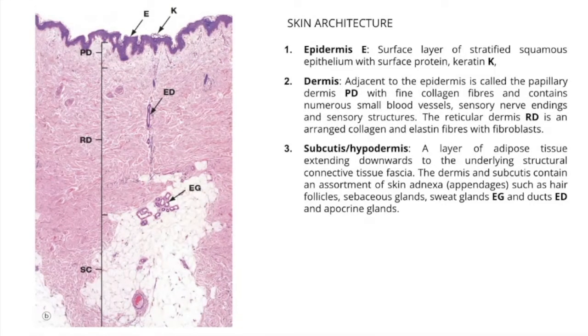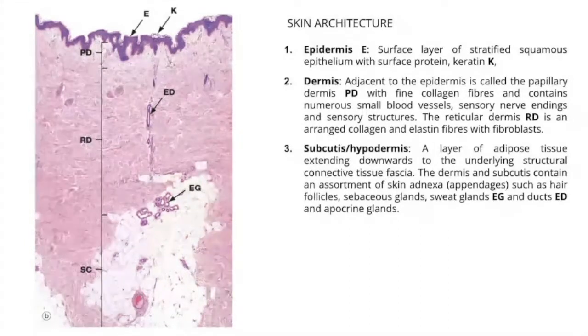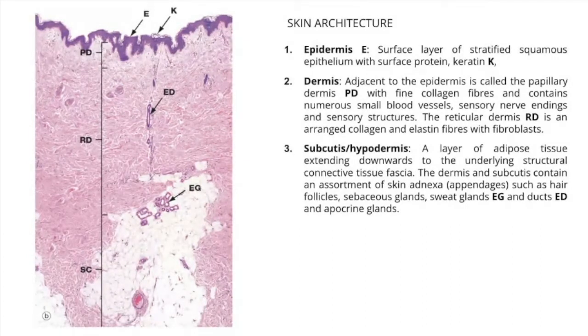And for the subcutis or hypodermis, a layer of adipose tissue extends downwards together with the connective tissue. It also contains the EG, which is the sweat gland that secretes your sweat, and also the apocrine gland. Okay, so as long as you know there are different layers of skin, then it's already enough.